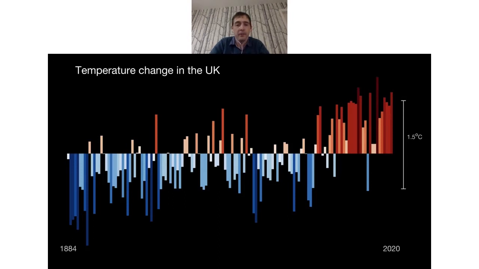But the other important thing about this temperature change, for example, over the UK, is that it's only thanks to lots of people in the past taking weather observations that we can produce an understanding of how things have changed.